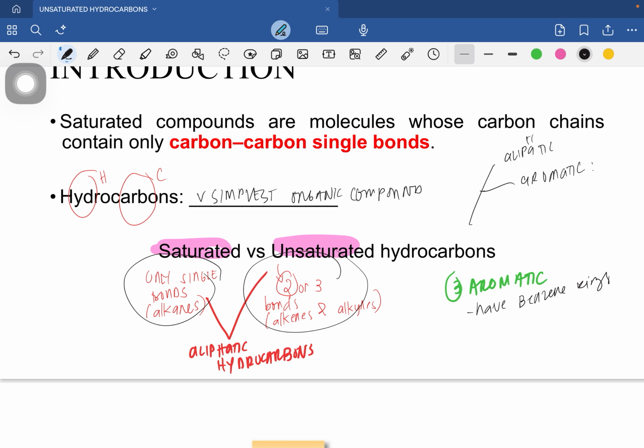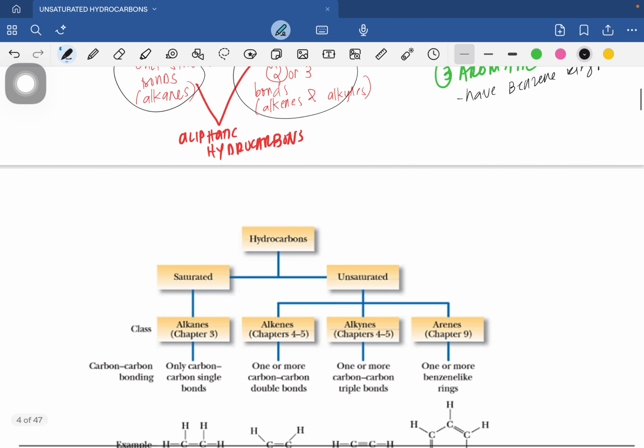And of course, being the simplest organic compounds, they are the foundation of most organic molecules. So that's it for this one po.